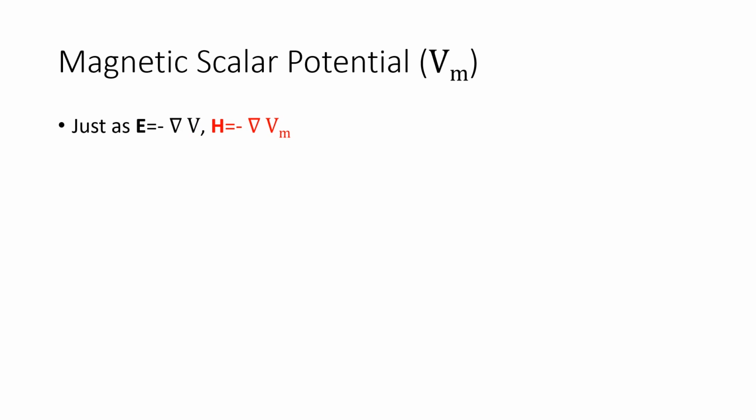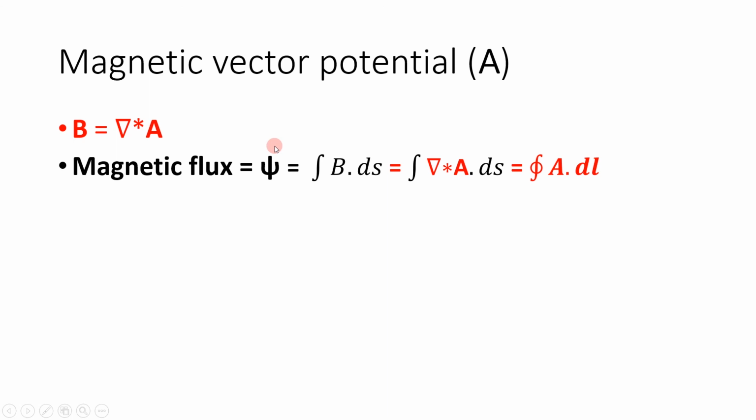And another term is magnetic scalar potential. You know this relation in electrostatics, that is E is equal to minus del V, where V is potential and E is electric field intensity. So if you write something similar to magnetostatics, E corresponds to H. Similarly, H is equal to minus del Vm. If we can write like this, then Vm is the magnetic scalar potential.